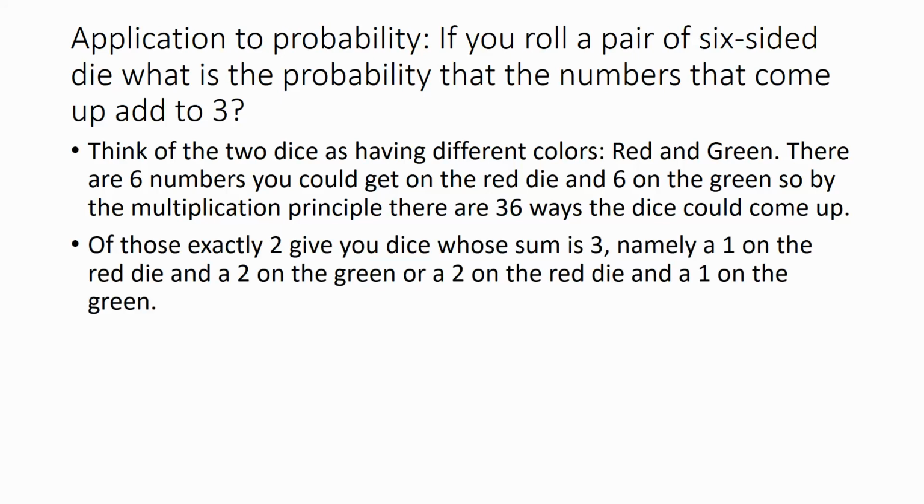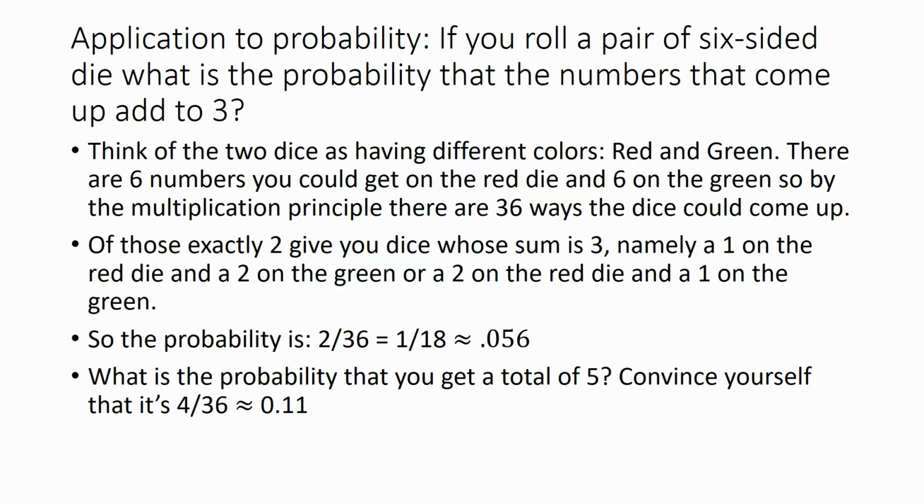And of those, exactly 2 give you dice whose sum is 3, namely a 1 on the red die and a 2 on the green, or a 2 on the red die and a 1 on the green. So the probability is 2 over 36, 1 over 18, or about 0.056. Sometimes students worry that what if the dice aren't different colors, but that's not really relevant. You can imagine them being the same color. There's still 2 ways of rolling the 3. What's the probability to get a total of 5? Convince yourself that this time it's 4 over 36, which is about 0.11.